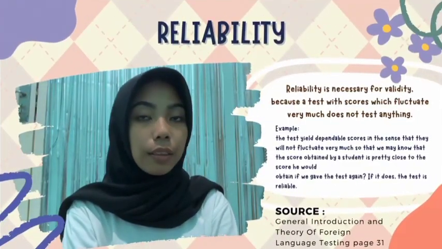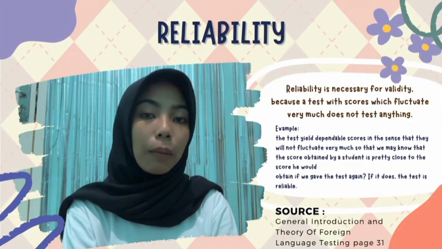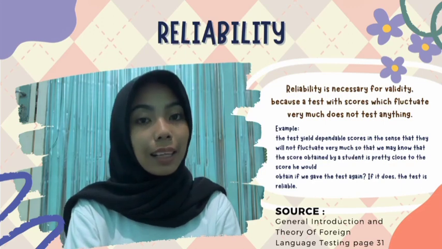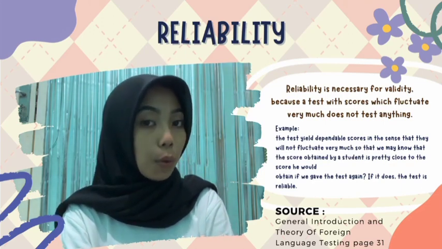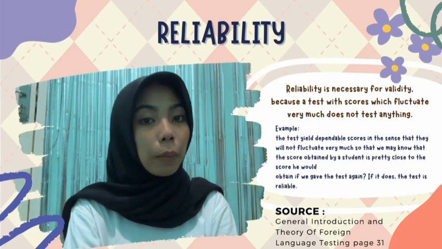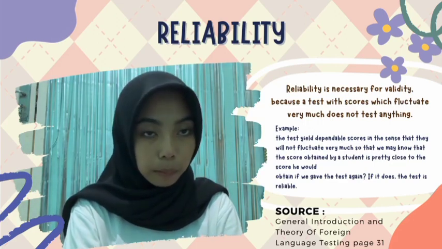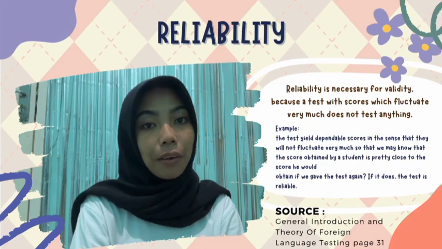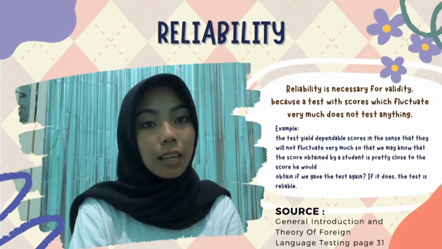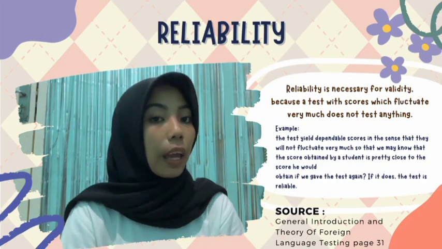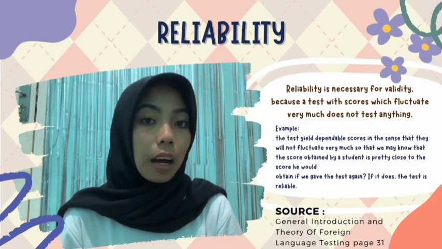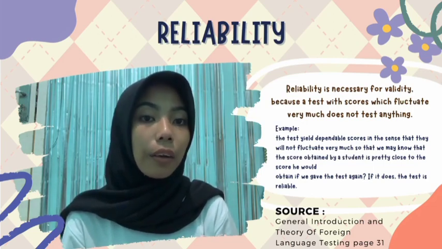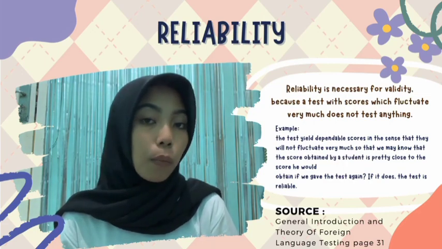Okay, the next criteria is reliability. Reliability is necessary for validity because a test with scores which fluctuate very much does not test anything. Reliability, however, is general rather than specific. If the scores on a test are steady, that is reliable, they are reliable regardless of what we test.